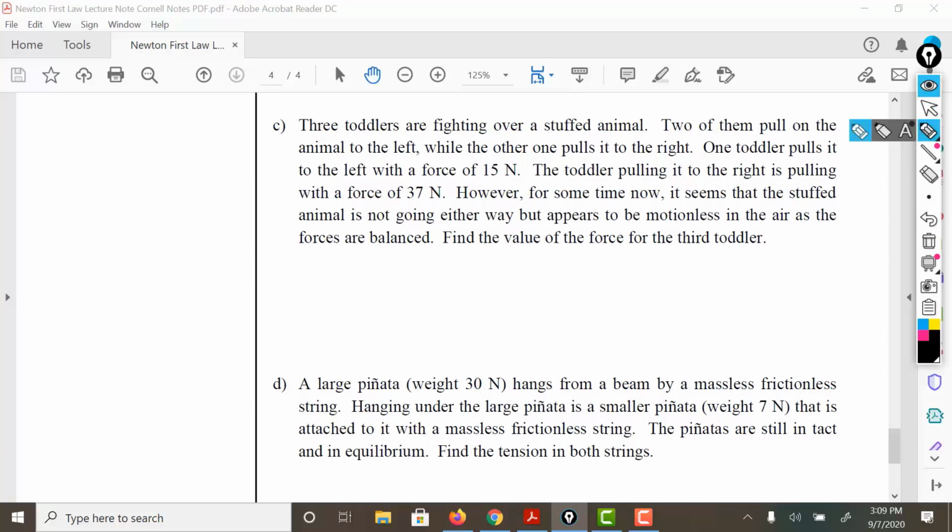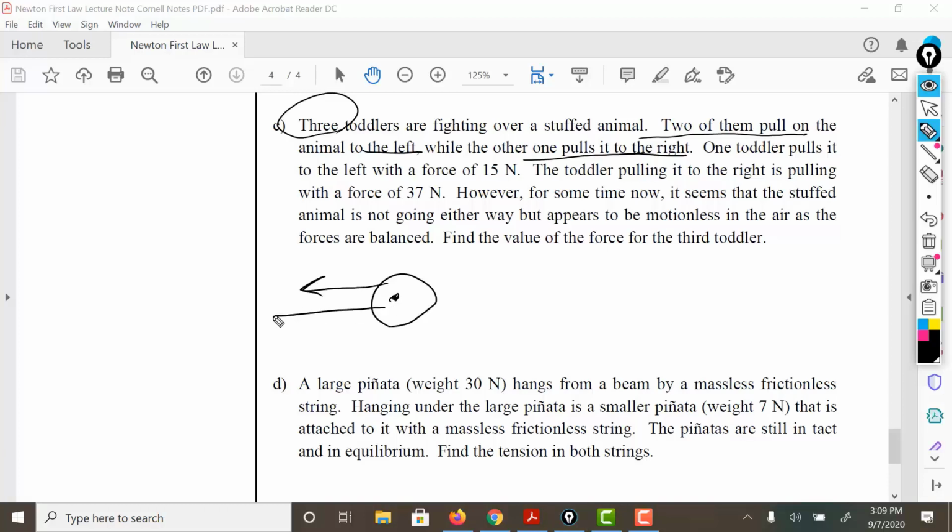We have three forces working here because there's three toddlers. Two of them pull to the left, one pulls to the right. So here is our stuffed animal. There's two of them going this way, and they're not the same force probably. So that's why I'm drawing them different. If you draw the arrows the same length, that means that they're equal. So it's very important that you draw these carefully.